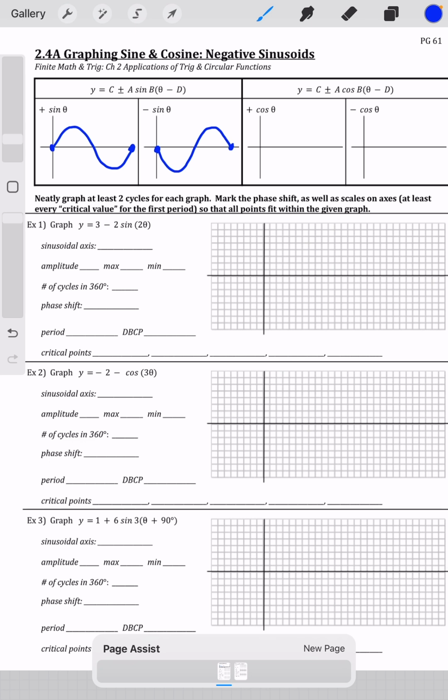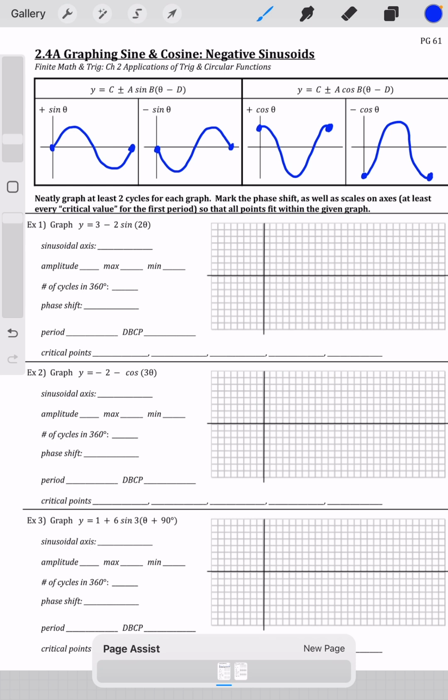For cosine, we start at the top, and then we're going down and then back up for a period. But if I have a negative cosine, that means I'm going to start at the bottom instead. And I'm going to go up, and it's just going to be flipped.